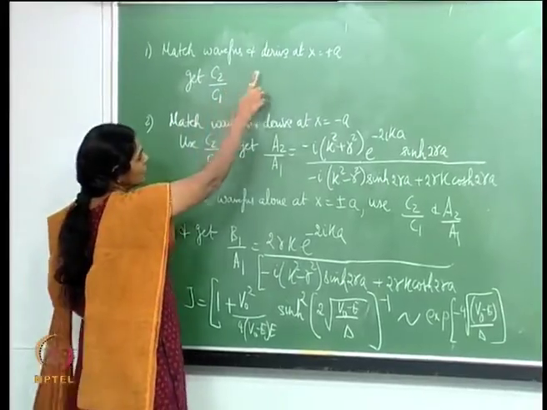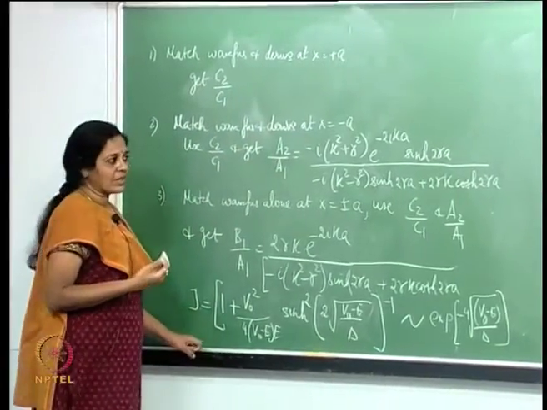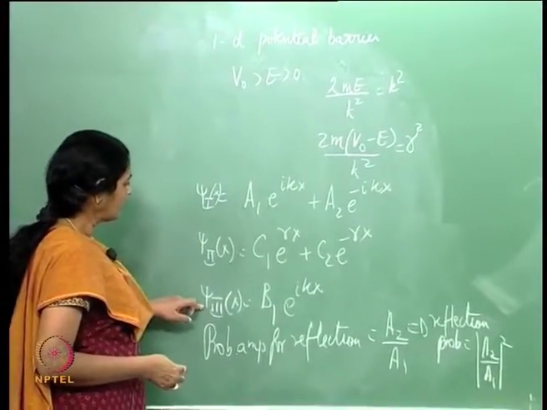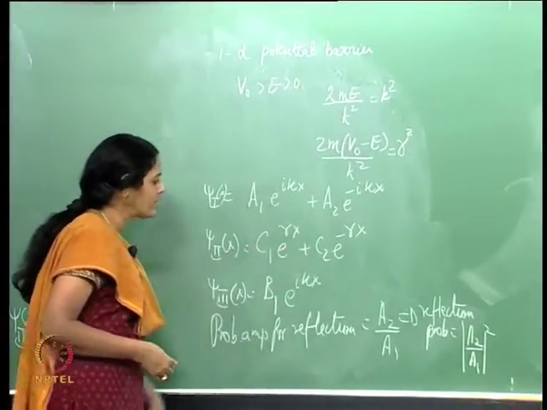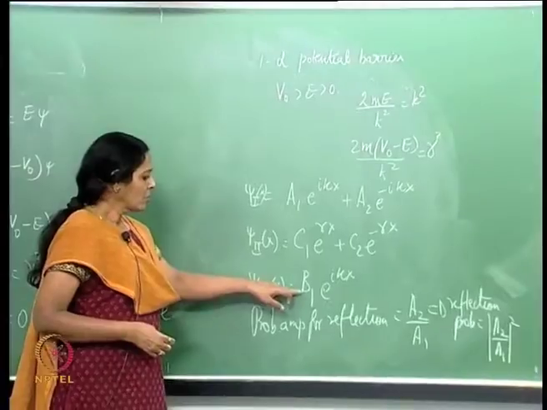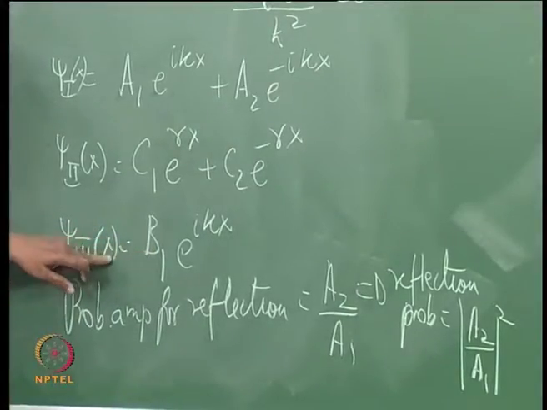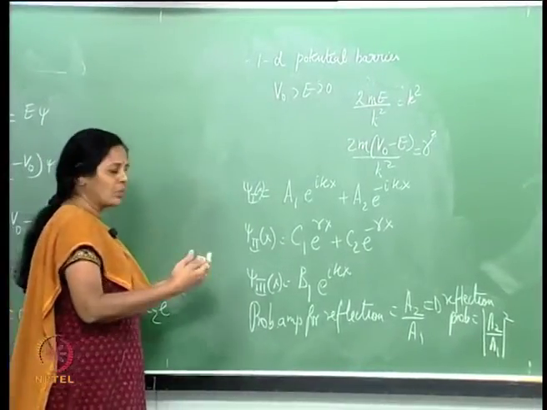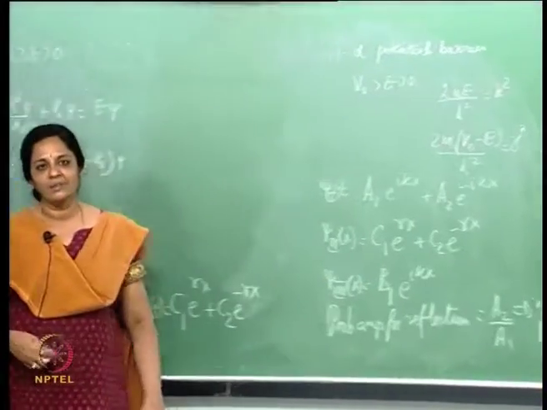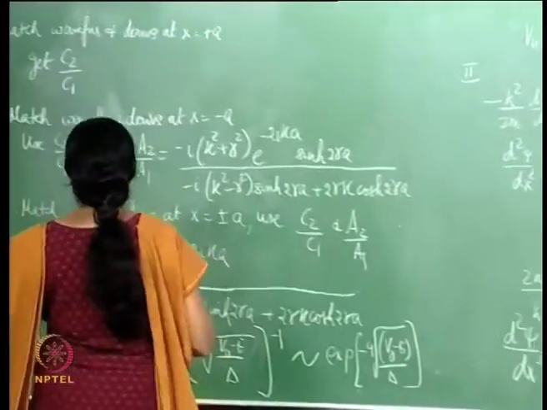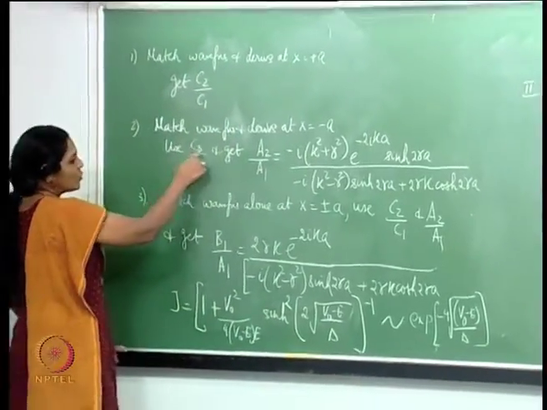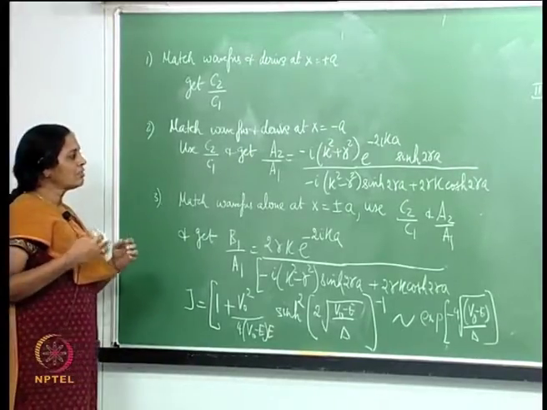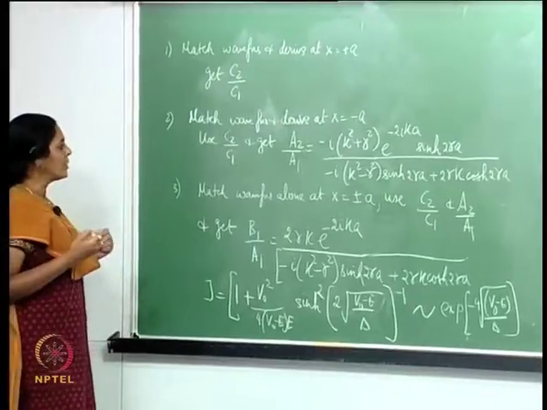First of all, match the wave function and derivatives at x equals plus a. Well, that would be like matching psi 2 with psi 3. So, that will involve B1, C1 and C2. Since the derivative would involve B1 and the wave function also involves B1, you can divide the derivative matching equation by the wave function matching equation, eliminate B1 and get the ratio C2 by C1. Now, once that is done, you match the wave function and derivatives at the other boundary, x equals minus a. Now, that will involve C2, C1, A2 and A1.